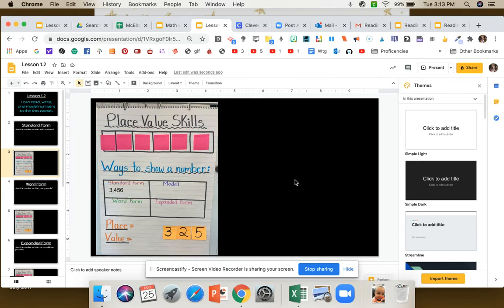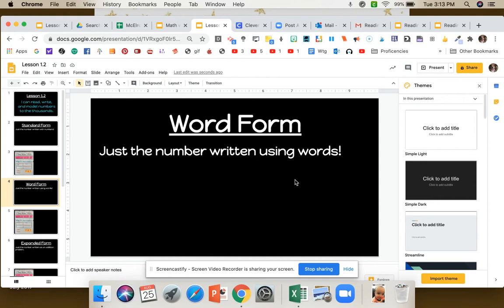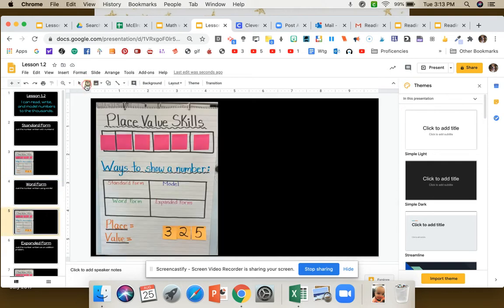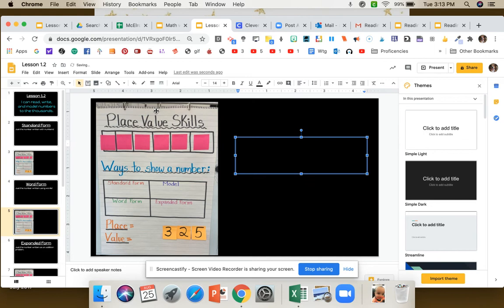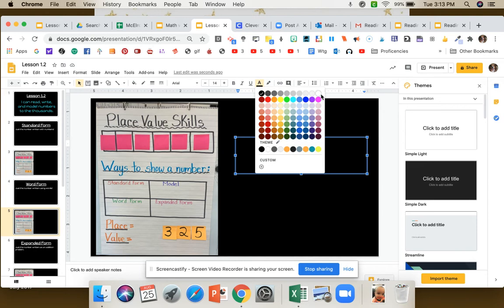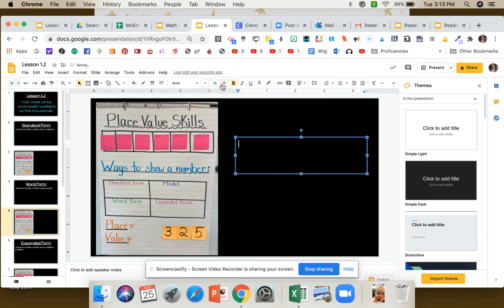The next way we see them written is in word form. So just the number written using words. We want something we can see. All right, so if we had the number 3,456, that's our standard form. If I'm going to do it in word form, I would literally write it out.